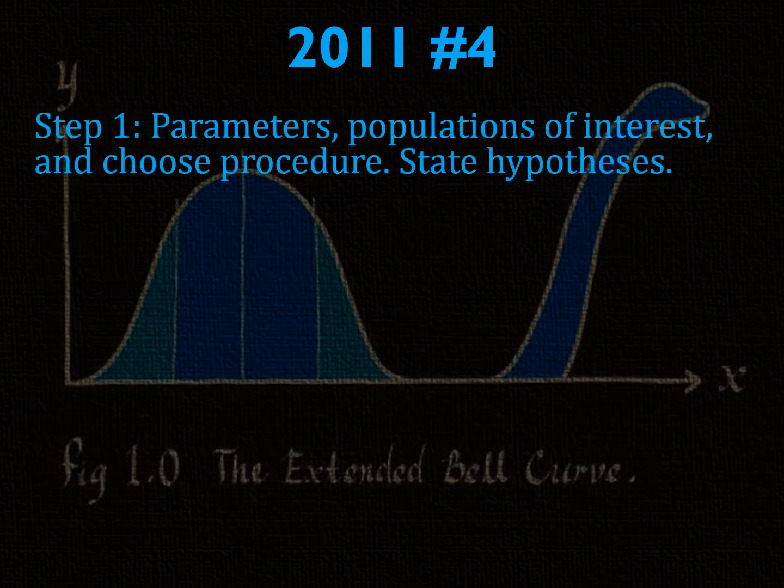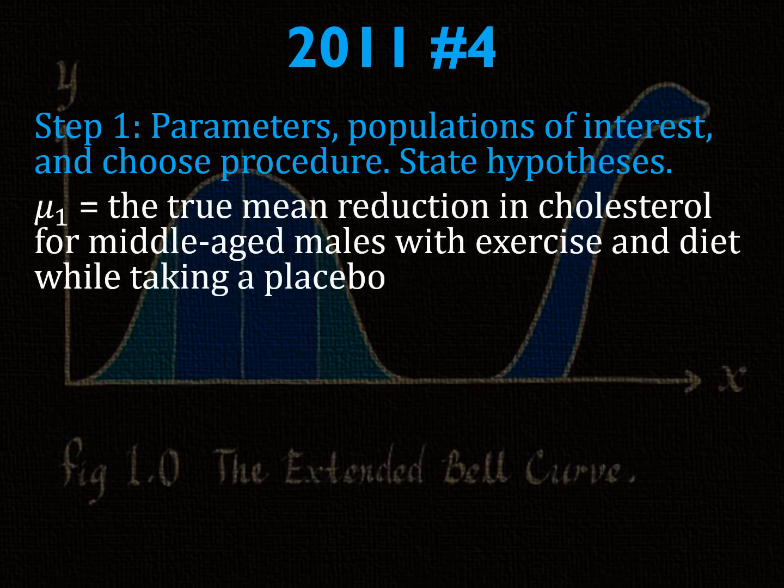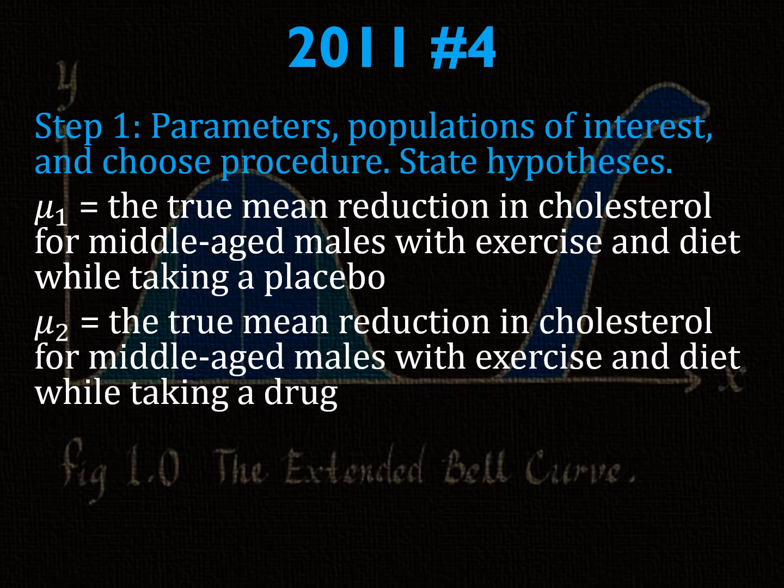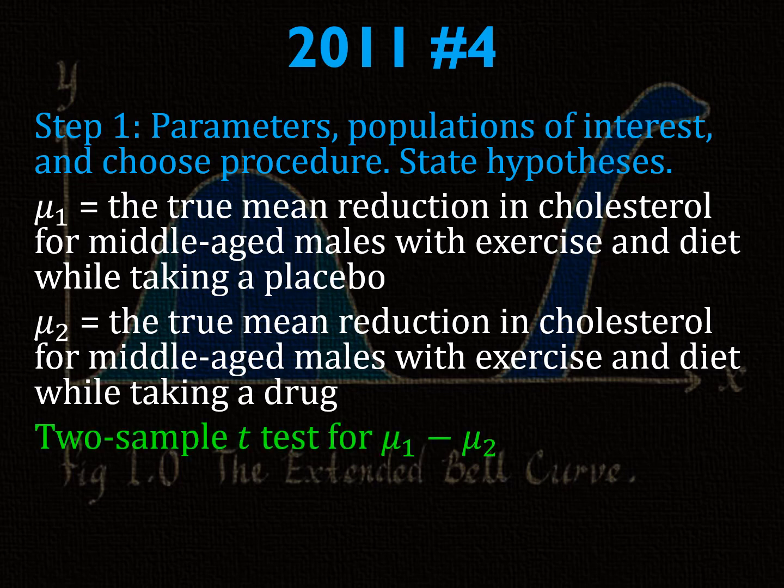So let's take a look at the steps. Step 1 is to state your parameters, the population of interest, and choose your procedure and your hypothesis. So mu1 is the true mean reduction in cholesterol for middle-aged males with exercise and diet while taking a placebo. Mu2 is the same, but for those taking the drug. This is a two-sample t-test for mu1 minus mu2. You have two independent groups because of the random assignment for an experiment.